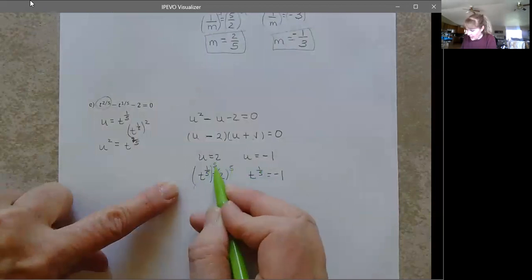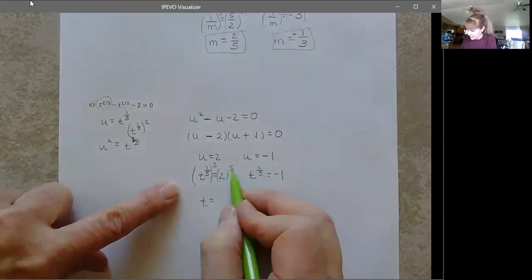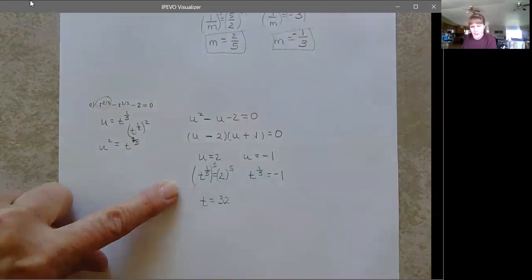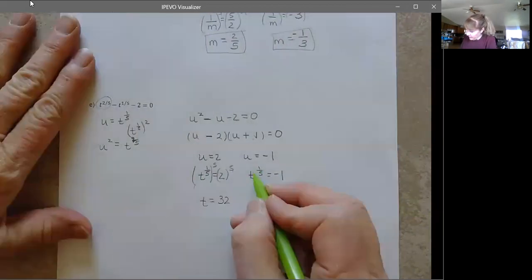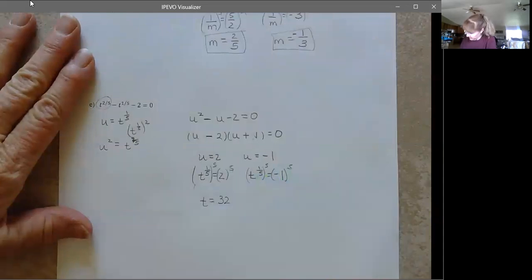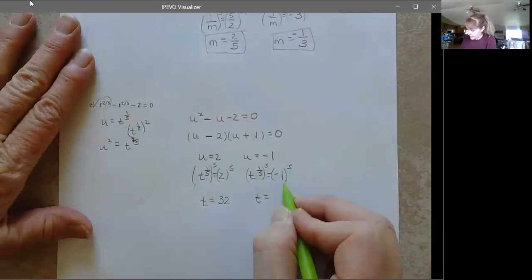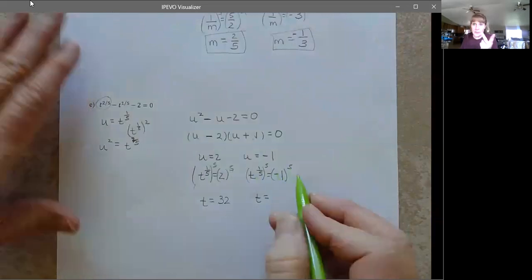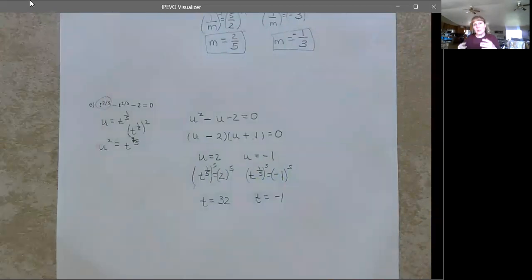1/5 times 5 is t. 2 to the 5th is 32. Okay, 2 times 2 is 4, times 2 is 8, times 2 is 16, times 2 is 32. Take it to a power of 5 to get rid of the 1/5. Negative 1, this is an odd, so the negative stays, and 1 times 1 times 1 times 1 times 1 is 1. Okay. And then you would substitute those back in and make sure they worked.